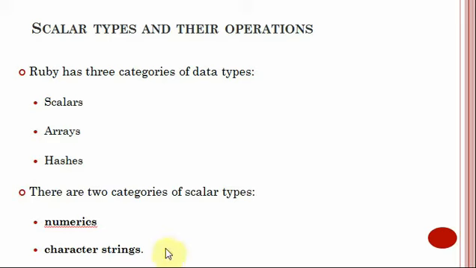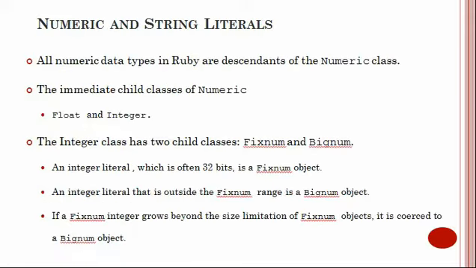Hello students, we'll move on with the next topic, that is scalar types and their operations. Ruby has three categories of data type, that is scalars, arrays and hashes. There are two categories of scalar types, that is numeric as well as character strings. So we'll see each of them.